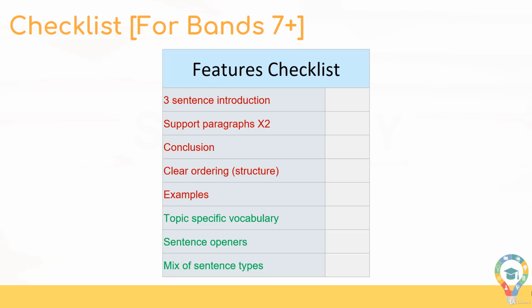I need to include some examples too. And then for vocabulary and grammar, some topic-specific vocabulary. Sentence openers, make them interesting, and a mix of sentence types. That's simple, compound, complex sentences, which we covered in the earlier grammar lesson in this section of the course. Okay, so I've just gone over my features checklist to refresh my memory about what I need to include in my writing. So let's move ahead and take a look at the question.